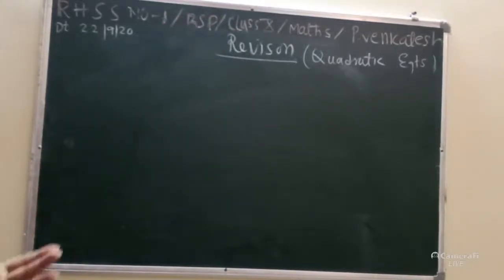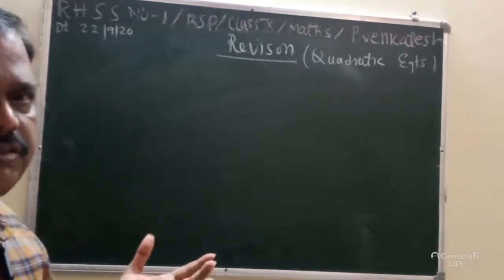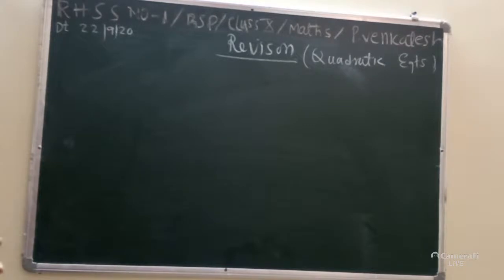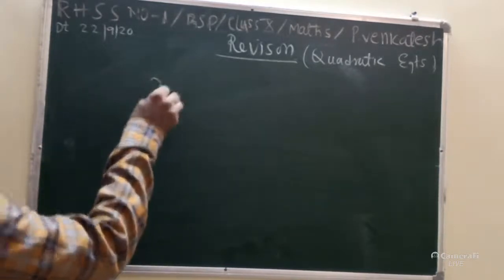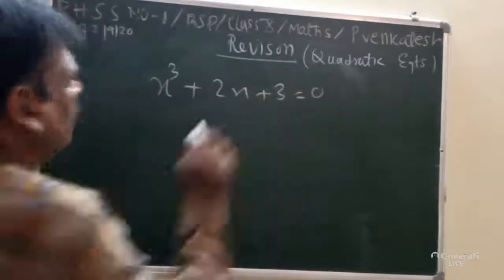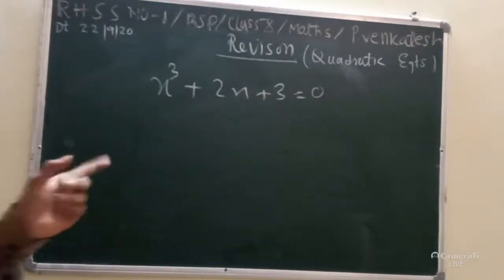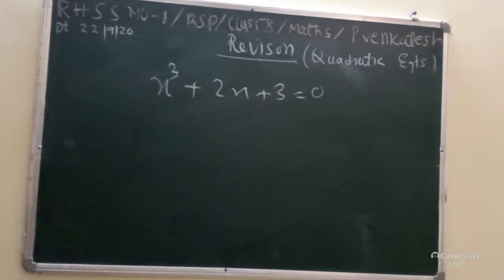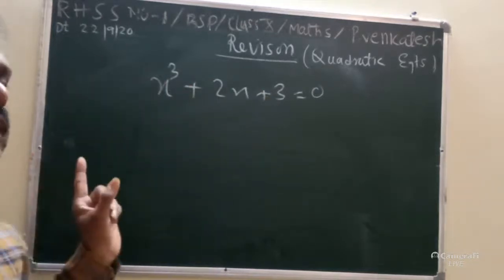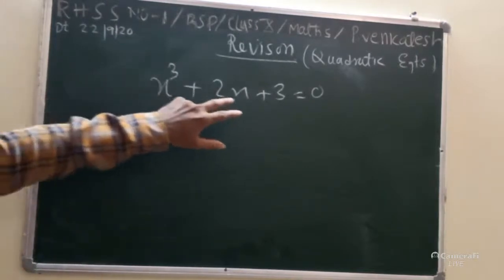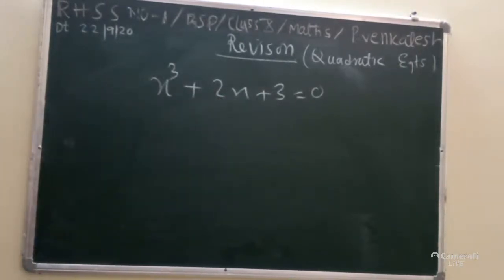First of all, what is a quadratic equation? Any algebraic equation having the highest power 2. See here, x cube plus 2x plus 3 equal to 0. Now, is it a quadratic equation? No, because the highest power in this algebraic expression is 3. Any equation having the highest power, or you can say the degree.